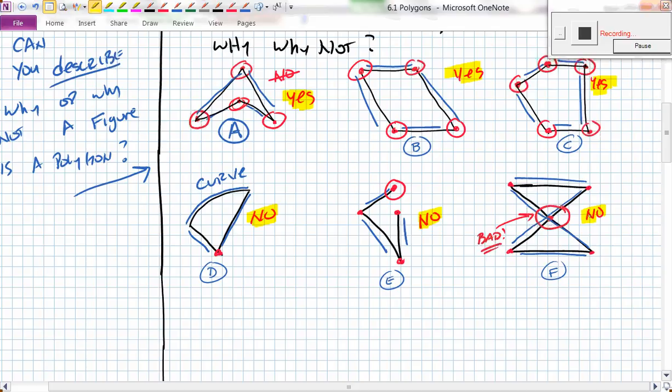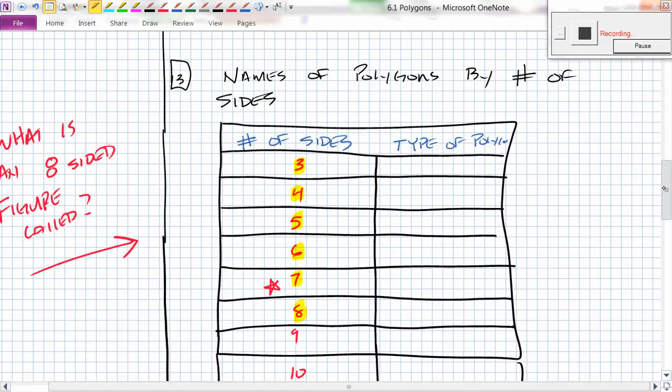You know what? We did 5 out of 6 correct. Not bad for the first try. All right, what do you guys think? You guys pretty good at looking at figures and determining whether they're polygons now? Yeah? All right, cool. Let's go on to something fun here. I have a table here.